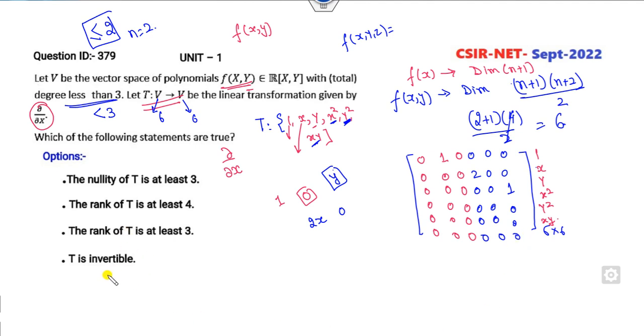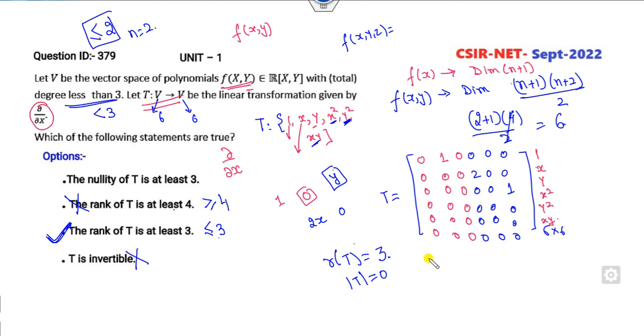Then you have to define the nullity. You can see T is invertible is cancelled out, because the rank of this matrix T, how many non-zero rows? Three rows are zero, so the rank is 3. It means the determinant of this will be 0. If rank, then you have to define the nullity also. So rank of T is at least 3, at least 4. At least 4 means greater than or equal to 4, that is cancelled out. At least 3, equality is satisfied, so this is the right answer.